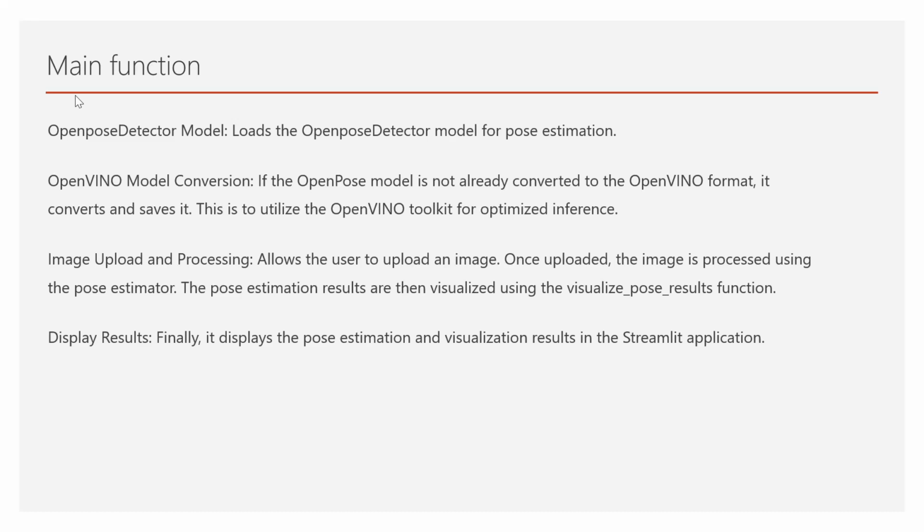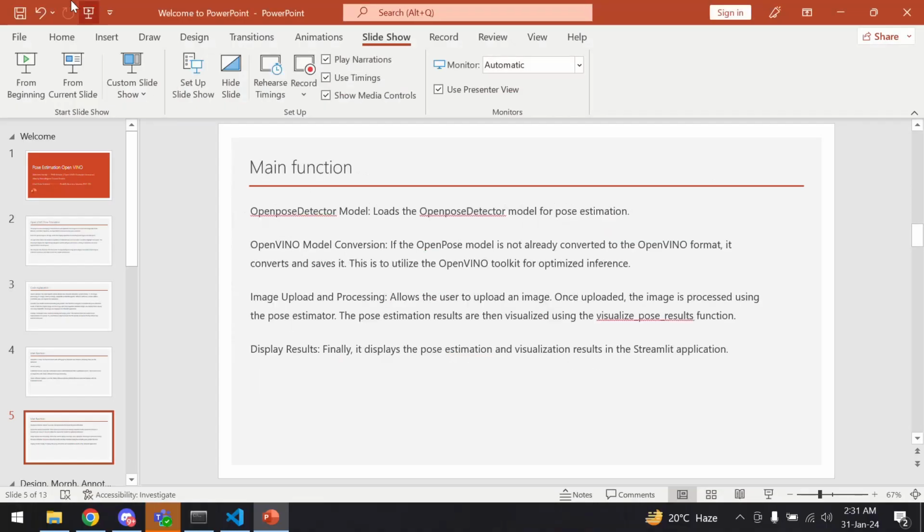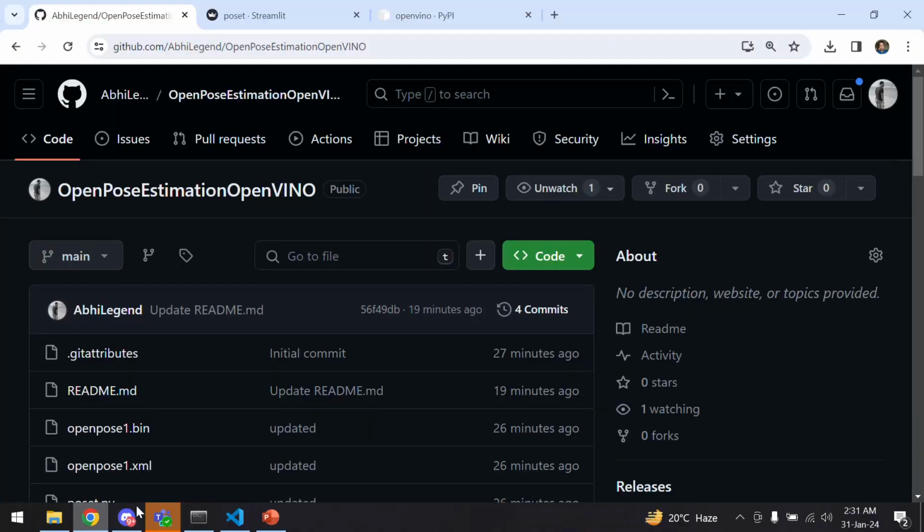Then the OpenVINO model conversion is being done. This is the major part, because we are focusing on the OpenVINO part of the machine learning. If the OpenPose model is not already converted to OpenVINO format, it converts and saves it. So this is the entire pipeline that's been created in the web interface, and finally it displays the result. Let's take a look at the demo itself right now.